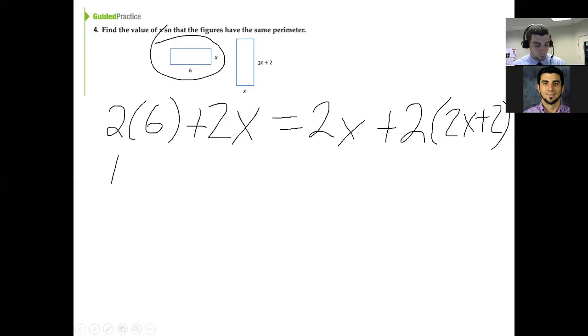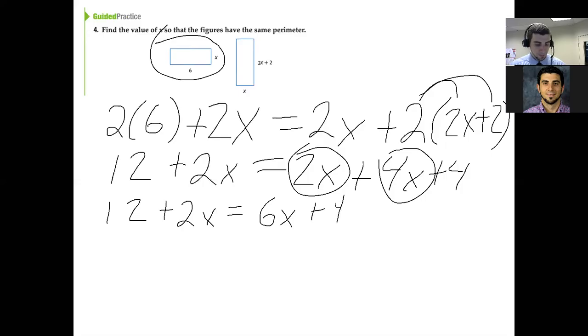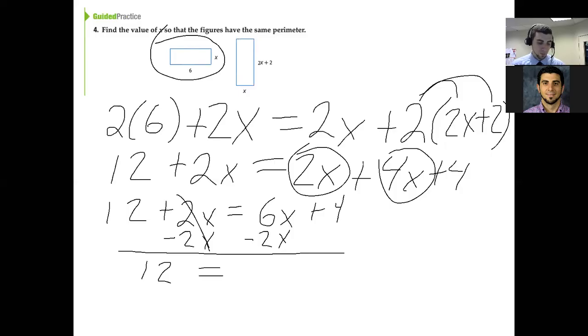So here I'd have 12 plus 2x equals 2x plus 4x plus 4. Gotta distribute the 2 here. So rewriting that, I have 12 plus 2x equals 6x plus 4. Got to combine these like terms. Then I would subtract 2x from both sides. If you subtracted 6x from both sides, that's fine. It's not going to be wrong to do that. So that would be 4x plus 4. Then subtract 4 from both sides, and you'd have 8 equals 4x.